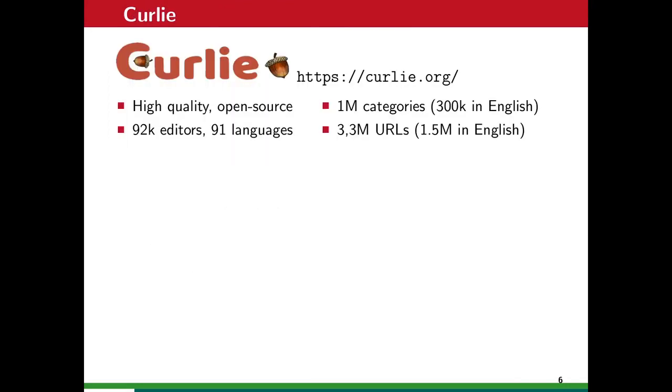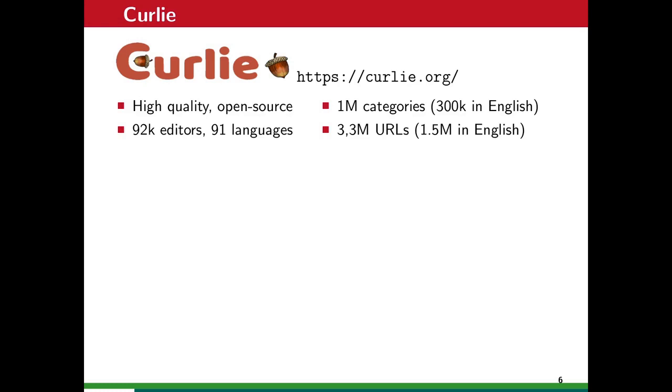To train our classifier, we use the dataset made available from the Curlie project, which contains high-quality human-labeled data. Curlie is the largest publicly available taxonomy of web pages, and it contains over 3 million web pages that were manually labeled by 90,000 editors. Those web pages are spread across 1 million different categories, which are organized into a hierarchy. We focus only on English content, and for this reason we use half of those URLs and around 300,000 of the categories.